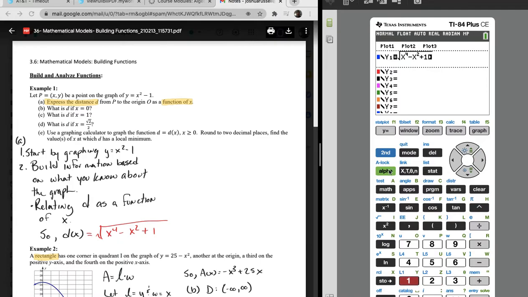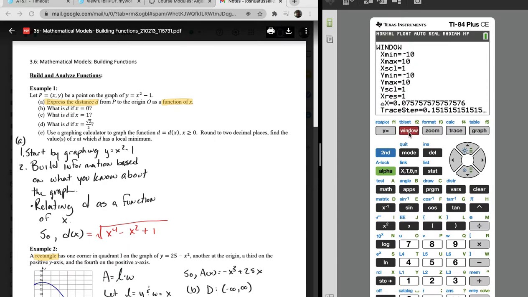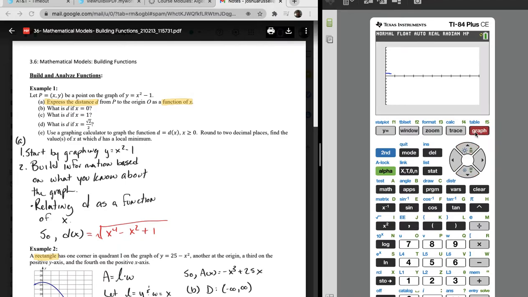Okay, so your graph should look something like this. And then let's adjust the window. We don't care about anything less than 0, so I'm going to adjust my window so that all of my x values, remember that's your x min and x max, my minimum x value should be 0. We'll leave it at 10 for right now, and we'll see where we're at. All right, so let's graph. Okay, so we have a function that kind of looks like this.